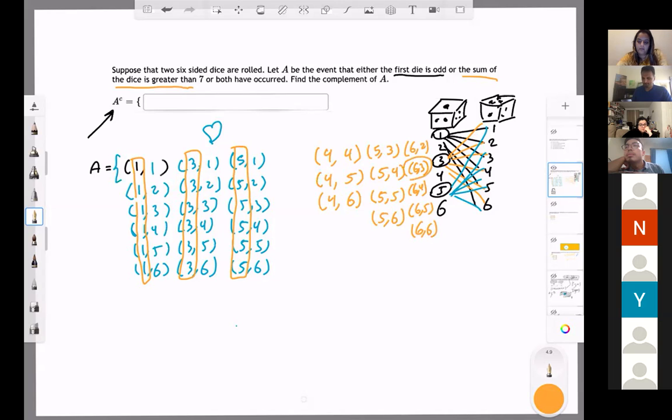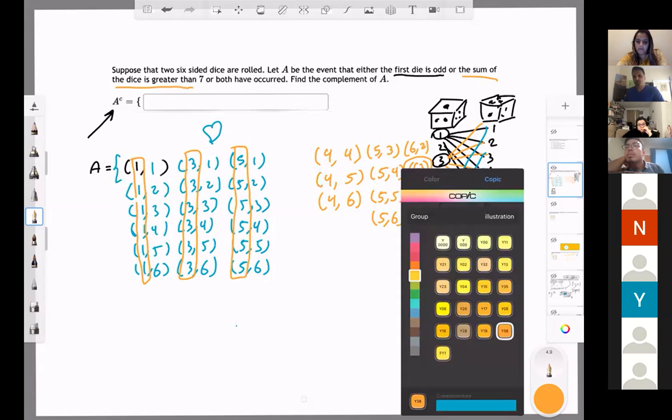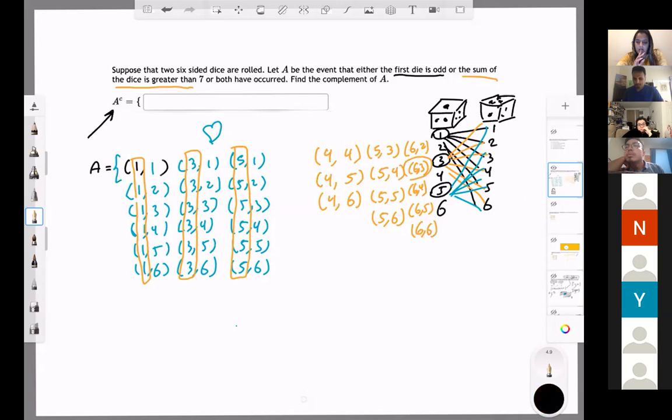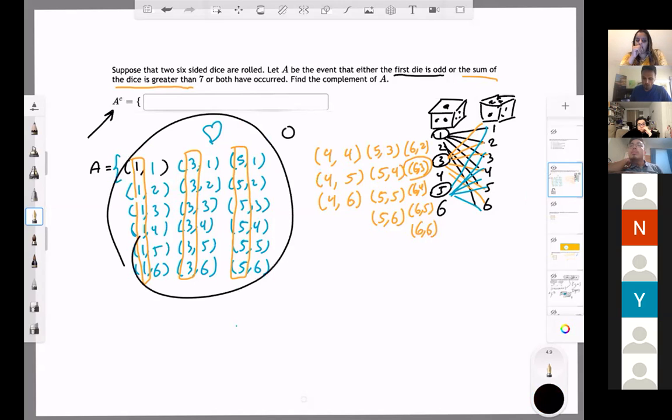Even though the numbers are flipped, it's the same thing, because you don't know which one is the first one. All right. So they said A is going to be this or this one, or both have occurred, both of them.